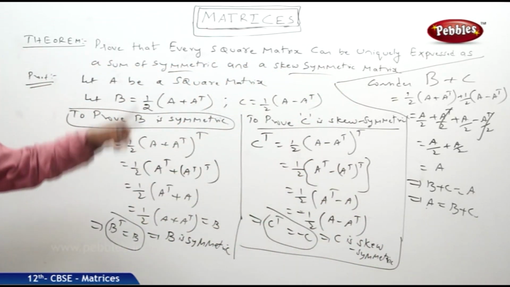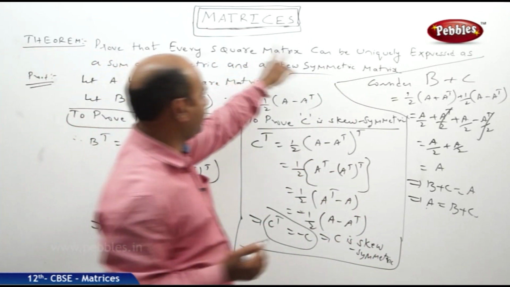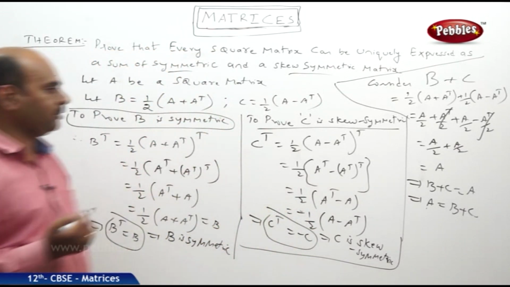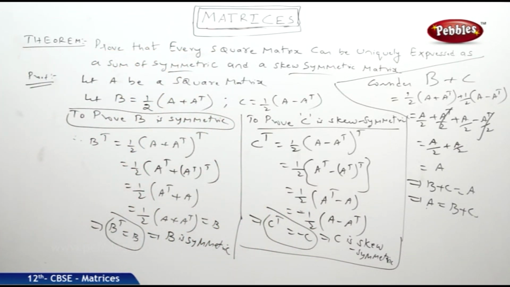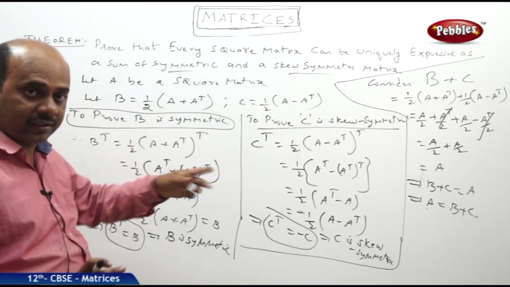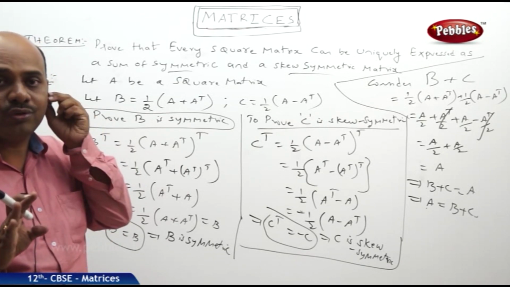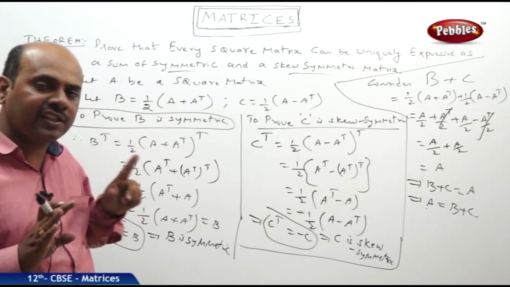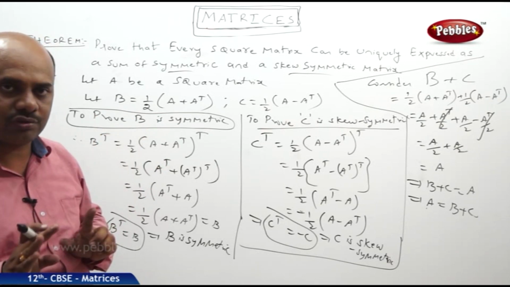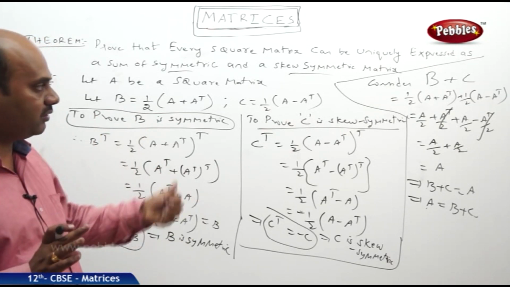That means every square matrix has been expressed in terms of a symmetric matrix and skew symmetric matrix. But now we need to show its uniqueness. Uniqueness means only in a single way we can write like that, we should show. We shall go for the next part.